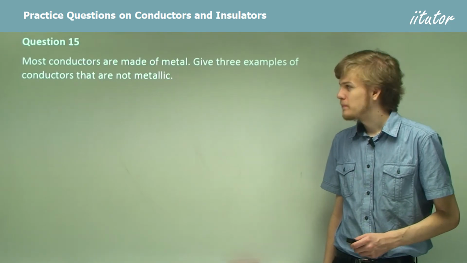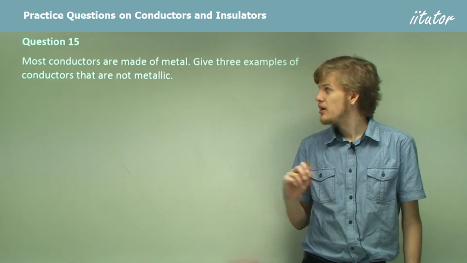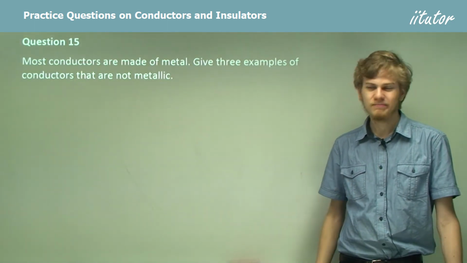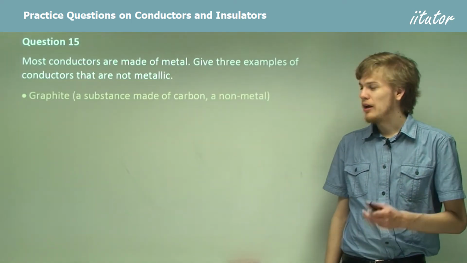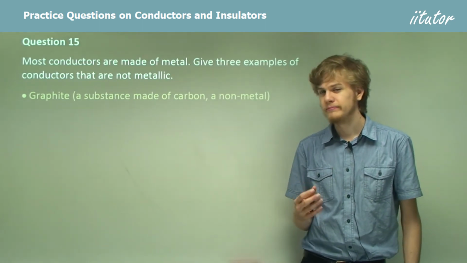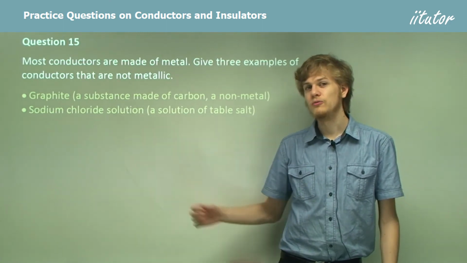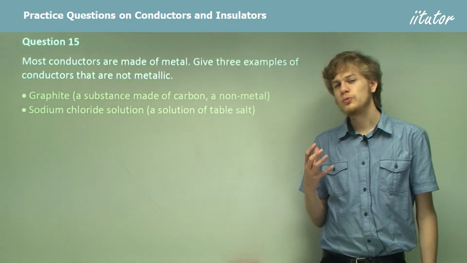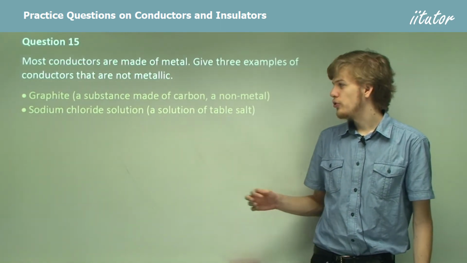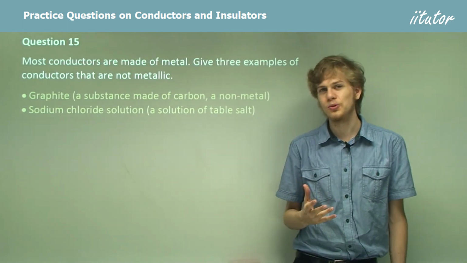Question 15. Most conductors are made of metal. Give 3 examples of conductors that are not metallic. Now think back. Can you remember any? Well, we have graphite, which is a carbon substance that is able to conduct electricity. We have sodium chloride solution, or indeed any solution of salt dissolved in water, because this will separate into positive and negative ions. If we wanted, we could also dissolve an acid. So we might have nitric acid solution or sulfuric acid solution.